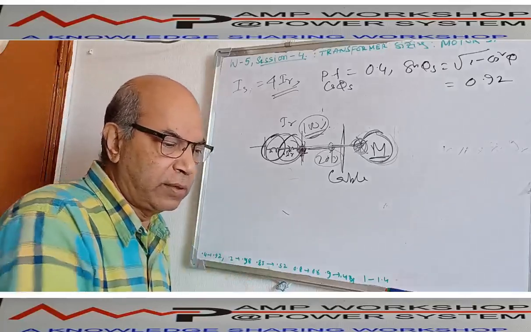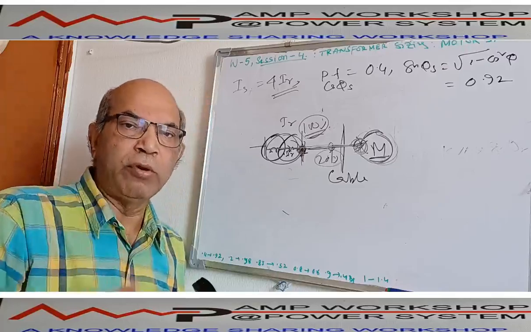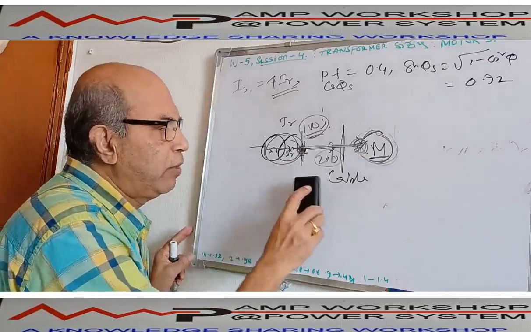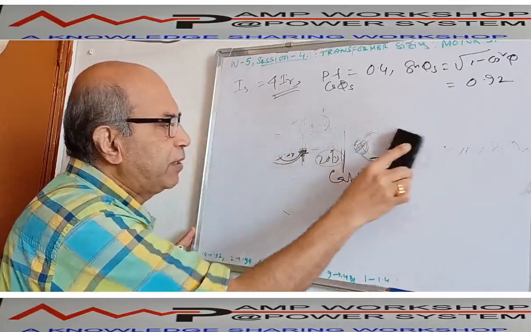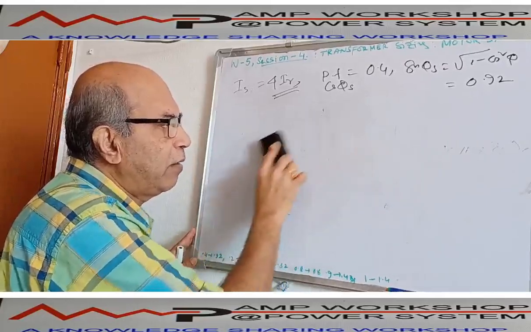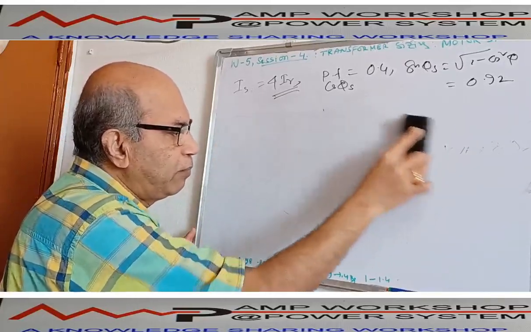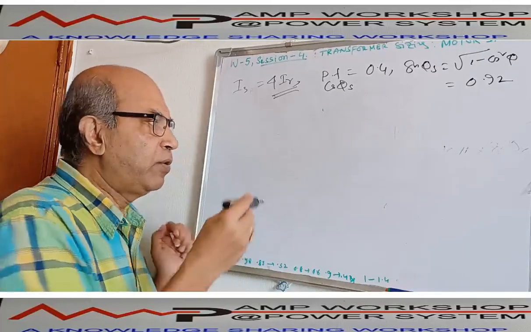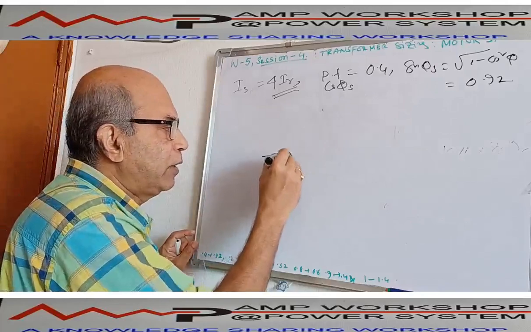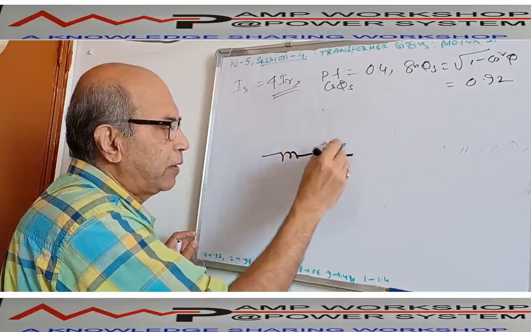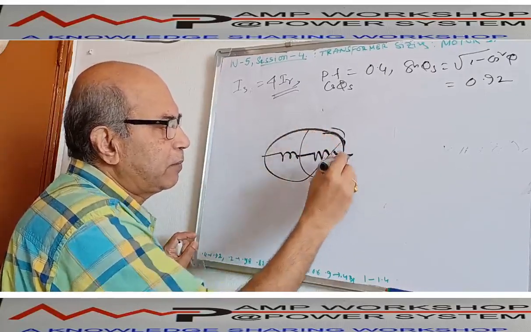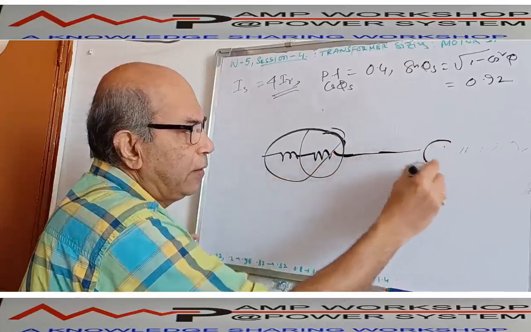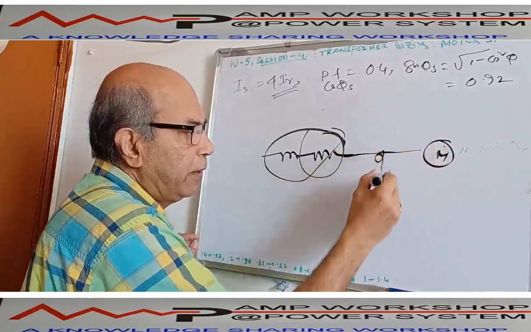But for our sake of interest, and as we will be conservative, we will not consider 20%. We will consider 15% voltage drop allowed during starting of the motor, from the input side of the transformer to the motor terminal. That means if we consider this is the transformer part, this is the cable, and this is the motor.